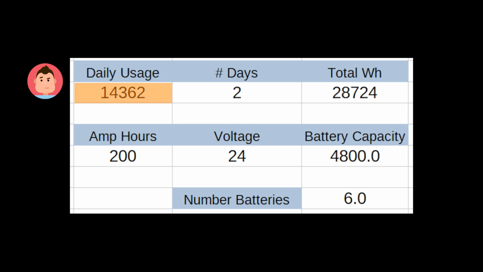Tom needs 14,362 watt hours per day, and again that's including that extra 25% for inefficiency. But the weather is pretty bad where Tom lives. Lots of cloudy days, so he figures he wants 2 days worth of storage. So his daily usage times 2 gives 28,724 total watt hours. Tom found some bigger batteries. He has some 200 amp hour 24 volt batteries. So 200 amp hours multiplied by 24 volts gives 4,800 watt hours per battery. His total energy he needs to store of 28,724 divided by 4,800 per battery gives 6 batteries.